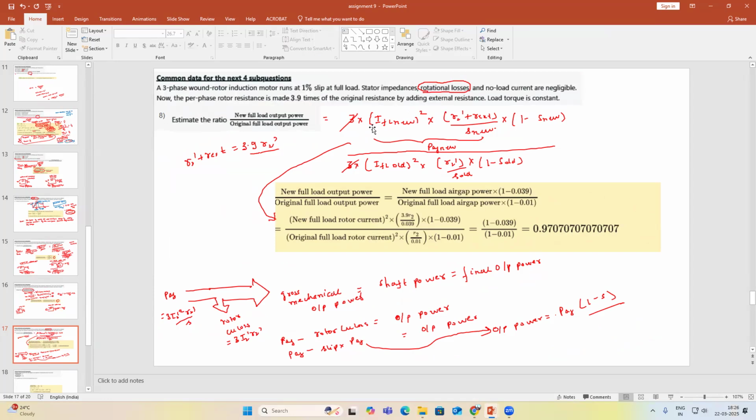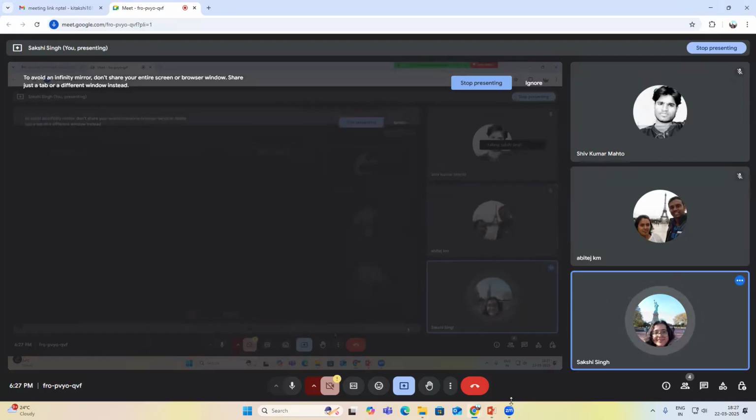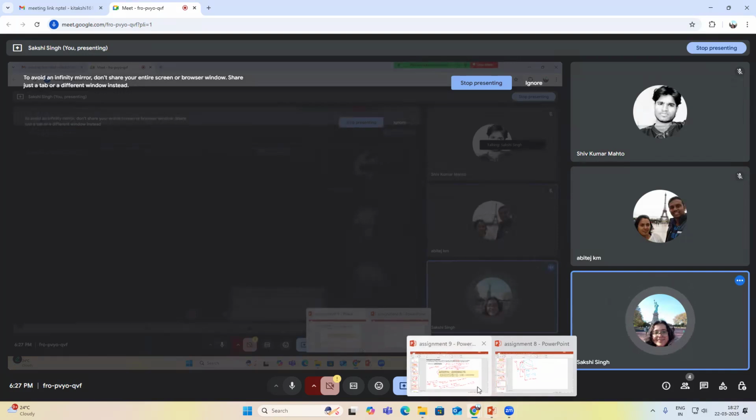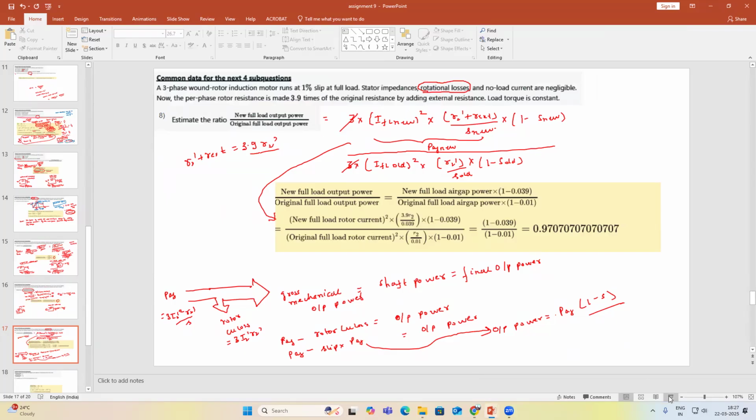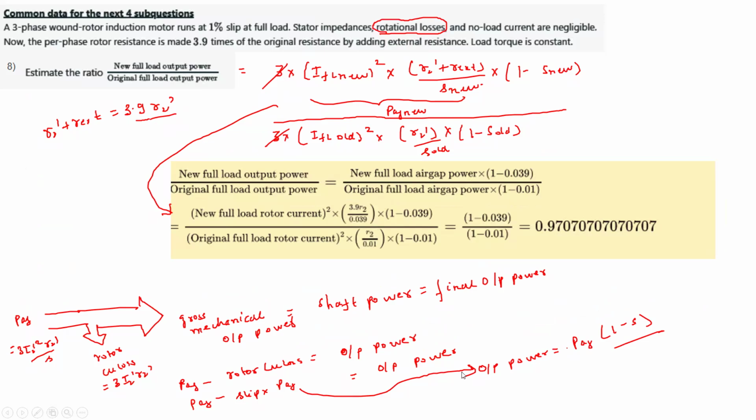So is there any doubt in this question? Because in this question we did many things. We applied this power flow diagram also. Then we applied the results we obtained in the previous questions for this data, and used that information also. Is there any confusion anywhere in this question? Okay, Shiv Kumar Mahato, is it clear to you? If there is any doubt, please ask. Okay, if it is a question, then you ask.